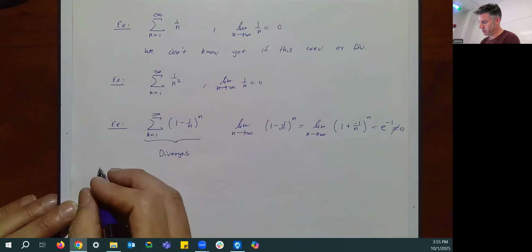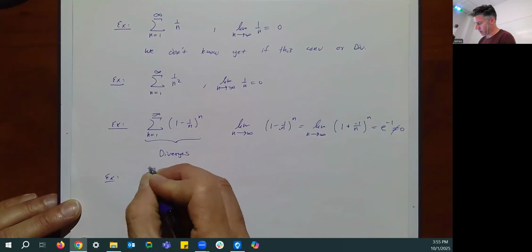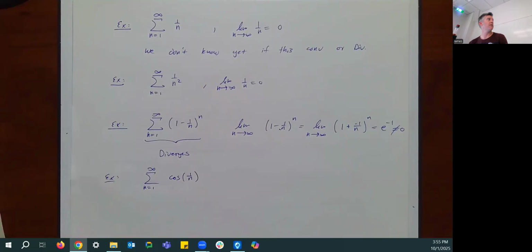Here's another good one. I would ask this on the test. The sum from n equals 1 to infinity of cosine of 1 over n. I'm going to reemphasize here: whenever you have a series and you're asked about its convergence or divergence, you don't even have to write it down, but you should at least ask yourself, okay, what's the limit of the sequence? Is it zero? Cool, I'll move on. Is it not zero? Great, I'm done. That series diverges.